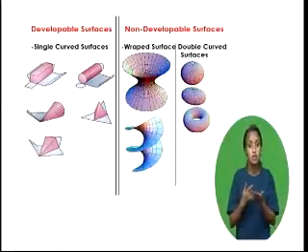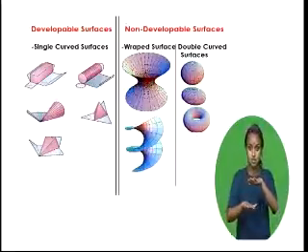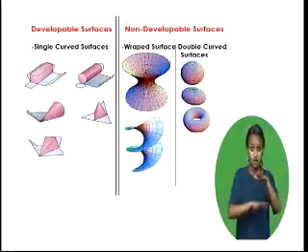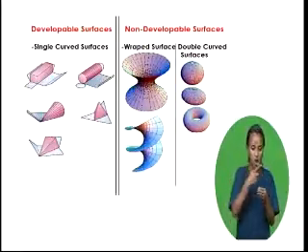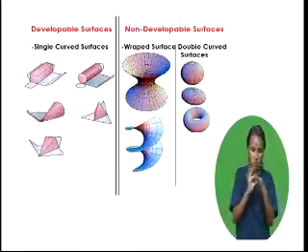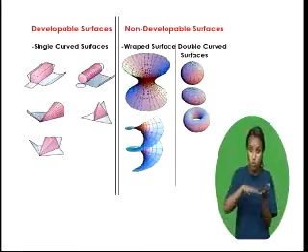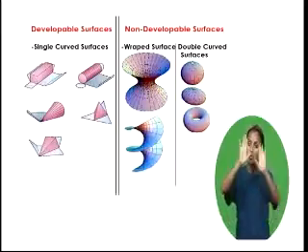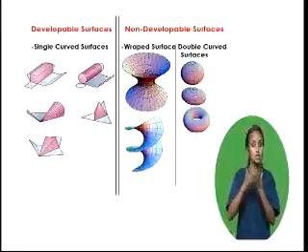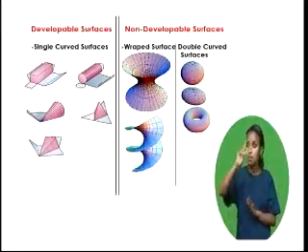There are developable and non-developable surfaces. A developable surface is one which may be unfolded or unrolled so as to coincide with a plane. Surfaces composed of single curved surfaces or of planes or a combination of these types are developable. Warped surfaces and double curved surfaces are not developable.